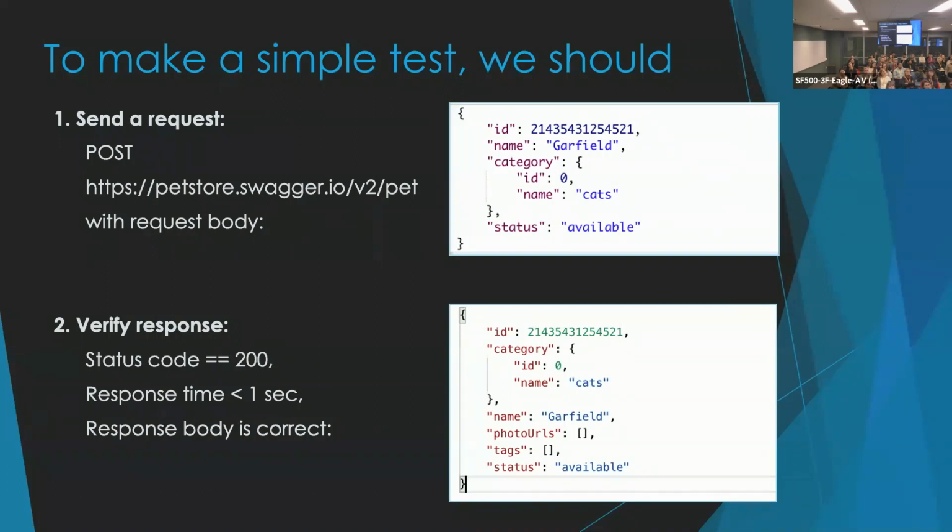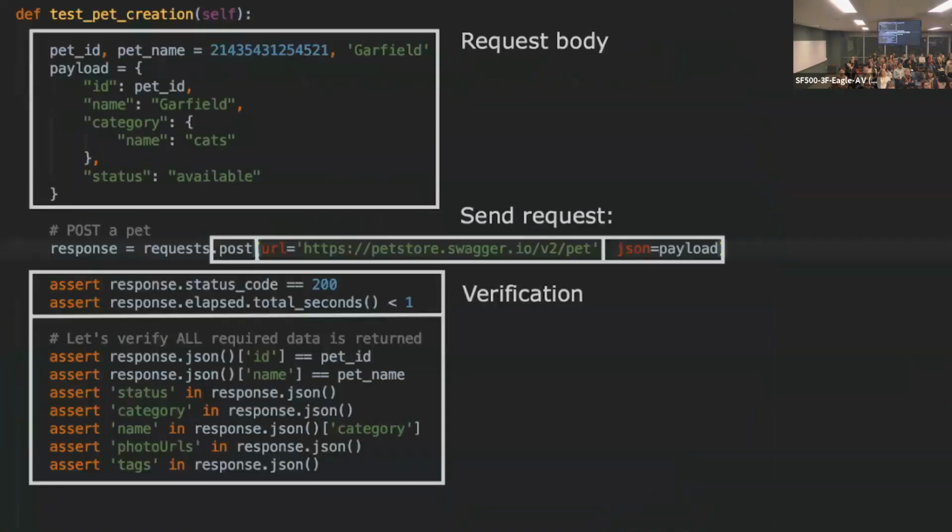And then we need to obviously verify the response. So we're going to have to make sure that status code is 200, the response time is fast enough, and we get back the proper response body, which is what we see over here. So let's actually do it. I am going to show you an example. This is how it will look in Python and PyTest. And obviously, this is something very straightforward.